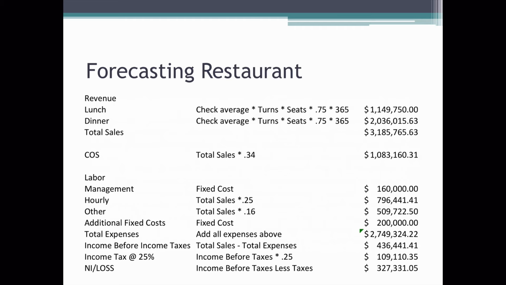Hotels do not have cost of sales. We could actually separate our cost of sales into food and beverage, but we're not going to do that for this course. I'm actually going to have y'all do that in 441. So hopefully you'll remember this when we go into NHM 441.